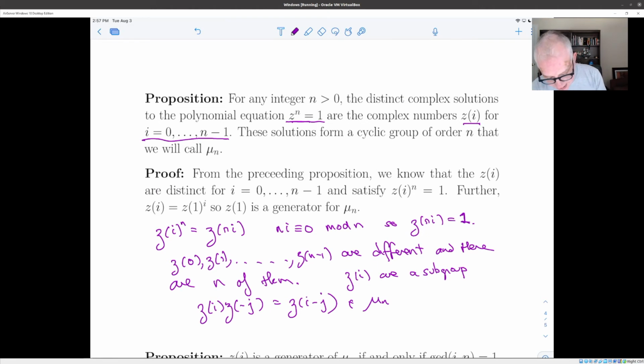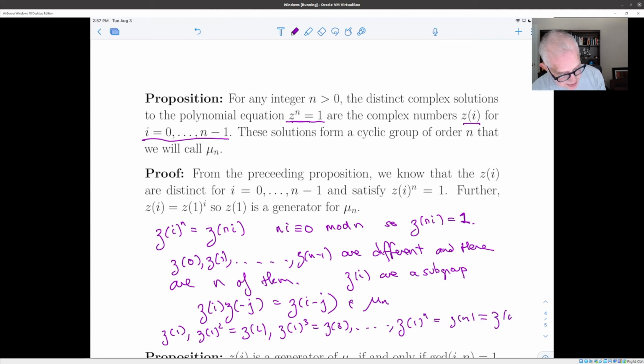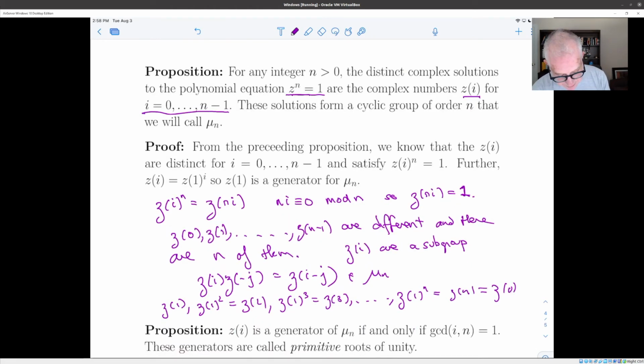And finally, if we take z of 1 and we look at its powers, so z of 1 squared is z of 2, z of 1 cubed is z of 3, all the way out to z of 1 to the n, which is z of n, which is the same as z of 0, since n is congruent to 0 mod n. Again, we know these are all distinct. So what we've shown is that this collection, which I'm calling mu n, is a cyclic group of order n, generated by z of 1.